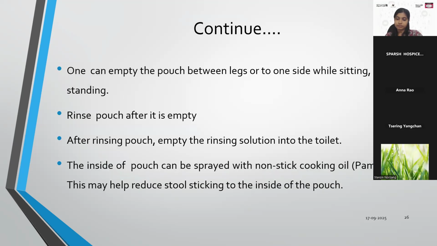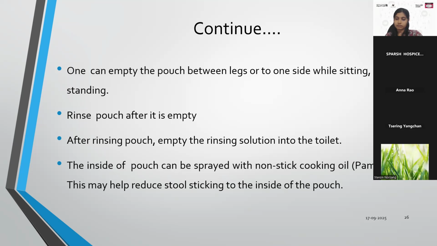Next slide. One can empty pouch between legs also, inside position also, in the case of European commode, right? Then once the pouch is removed and emptied, it should be rinsed nicely. After rinsing, empty the rinsing solution into the toilet. 2-3 times they can rinse, so that the pouch becomes nicely clean.